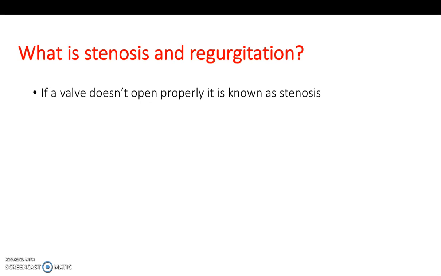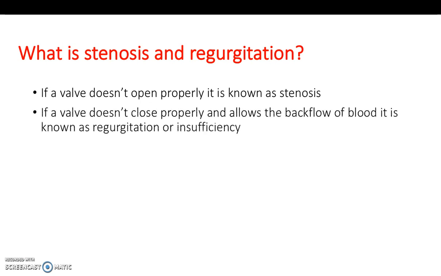So if a valve doesn't open properly, it's known as stenosis. And if a valve doesn't close properly and allows the backflow of blood, it's known as regurgitation, or sometimes it's called insufficiency. It is possible to have mixed valvular disease, so you'd have a combination of stenosis and regurgitation.